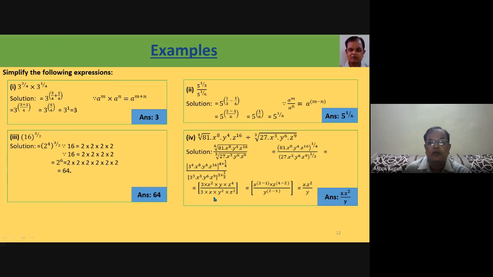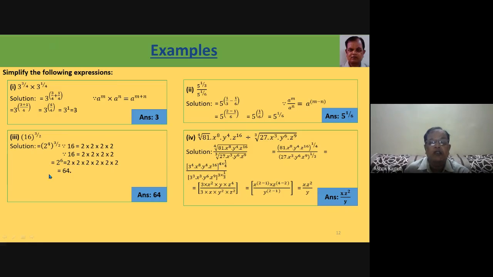For x, the power is 2 in the numerator and 1 in the denominator, so we can write x raised to the power 2 minus 1. For z, the powers are 4 and 2, so we can write z raised to the power 4 minus 2. For y, the power is 1 here and 2 there, so in the denominator its power is greater, then y raised to the power 2 minus 1. Here x raised to the power 1, z raised to the power 2 by 1. We never write 1 in the power, so we can write x z square by y. The answer is x z square by y.